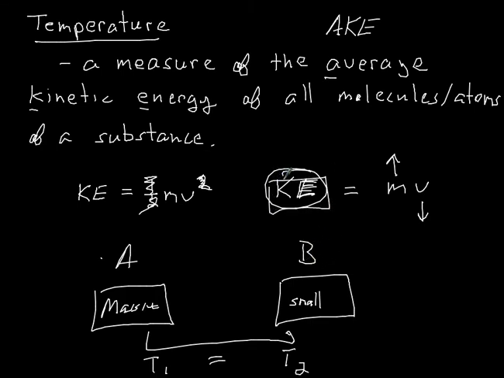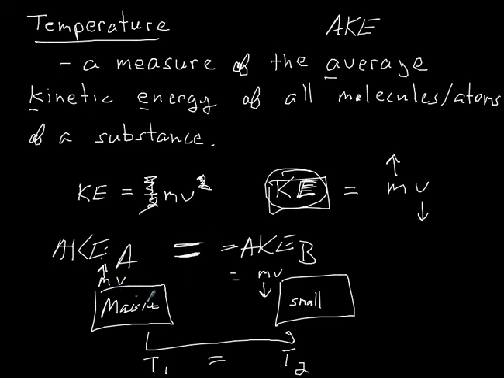Well, if the temperatures are the same, that would mean that the kinetic energy of A equals the kinetic energy of B, or the average. The average kinetic energy of A equals the average kinetic energy of B. Well, then that means that the mass times the velocity of A is equal to the mass times the velocity of B. Well, if we have a big mass here and we have a small mass here, then how do the velocities compare if these two things are ultimately equal to each other?